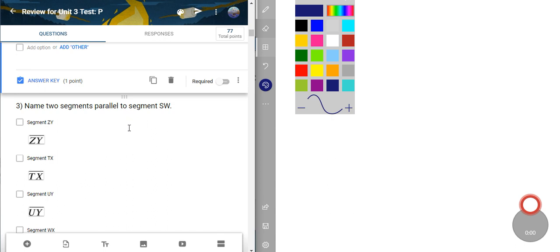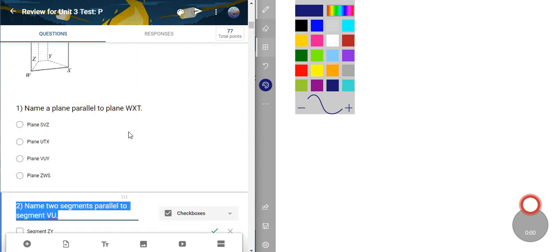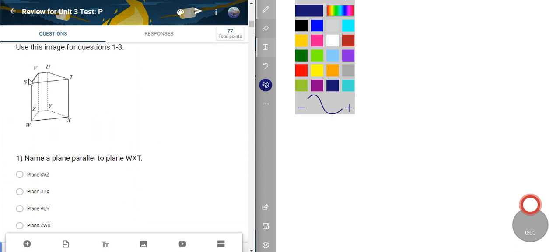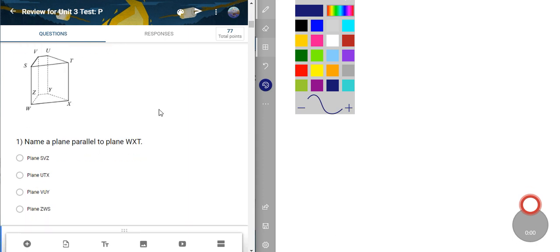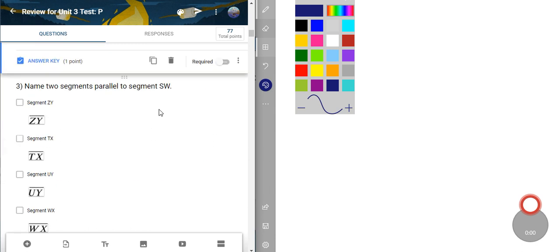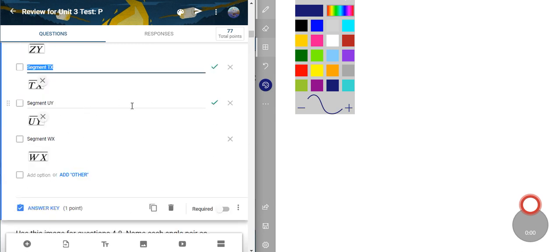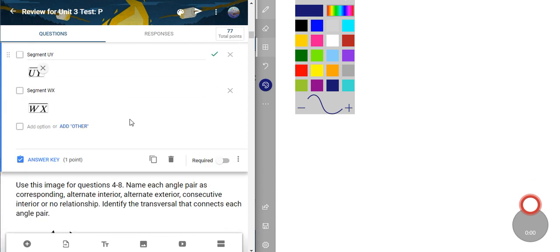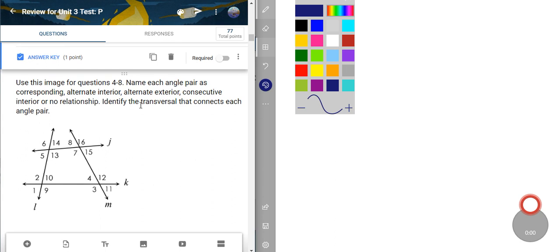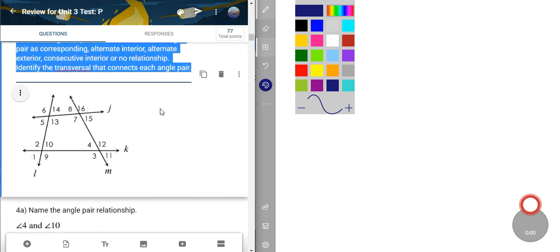Name 2 segments parallel to SW. So now we're looking for SW. SW is the kind of vertical piece here. Our other options would be VZ, UY, or TX. There we go. So those are our 2 options, TX and UY. Those are 2 parallels. All right, moving on. Hopefully that vocab makes sense for you and we're in good shape.